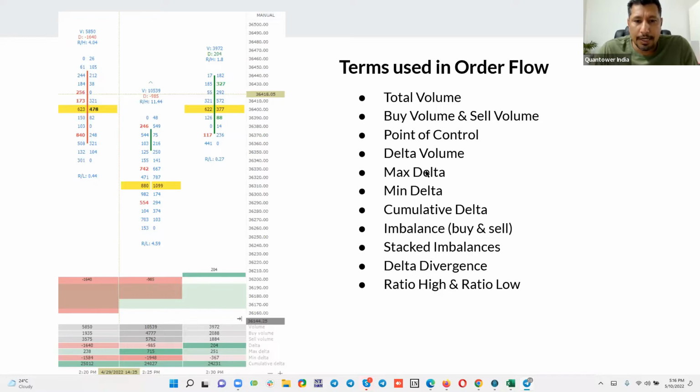Then comes the ratio high and low, which you can see on top. Ratio high here is 11.44, and ratio low is 4.59. We will discuss this again. This is a very important level. This is proprietary information. We will discuss this in detail again as we go along.